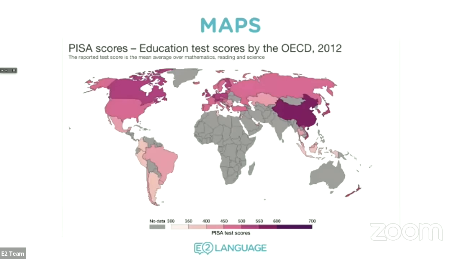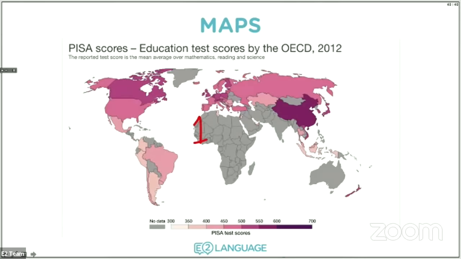I'm going to do it again. This map represents the PISA scores, the education test scores in the OECD in 2012, from 300 to 700, including countries that have no data. Cool. Your turn. Please introduce this map. You want to go 1, you want to go 2, and you want to go 3. 3, 2, 1, start.